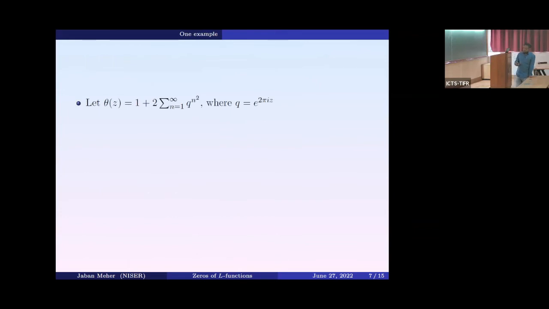Now, the study of the zeros of the L function attached to half integral weight cusp forms was started by Yoshida. He was computing the zeros of the L function, and he considered many examples. I am just giving one example here. What is a half integral weight modular form? For that, we have the usual theta function, which is in fact a modular form of weight half on Gamma_0(4).